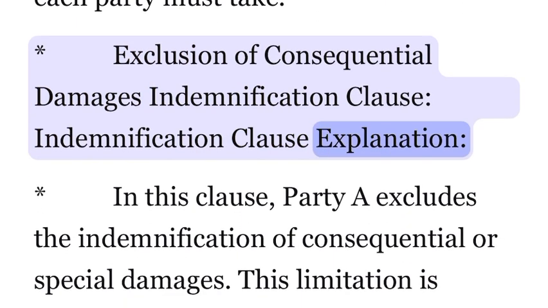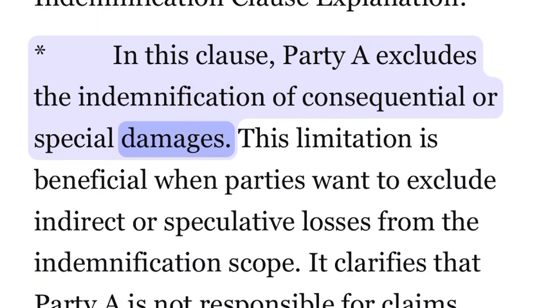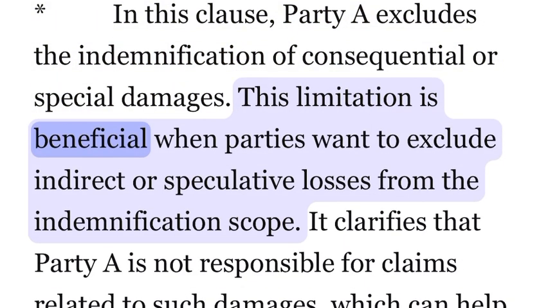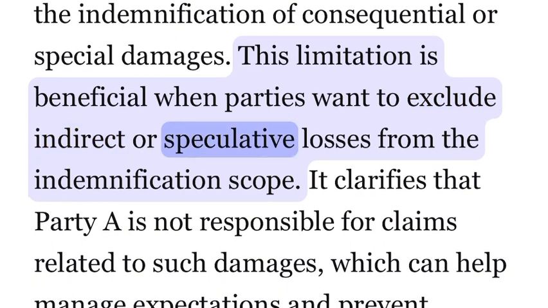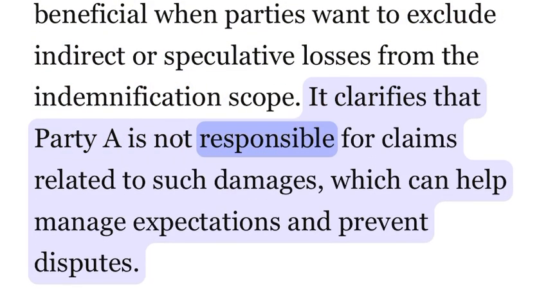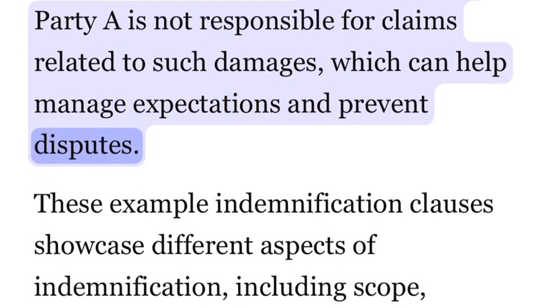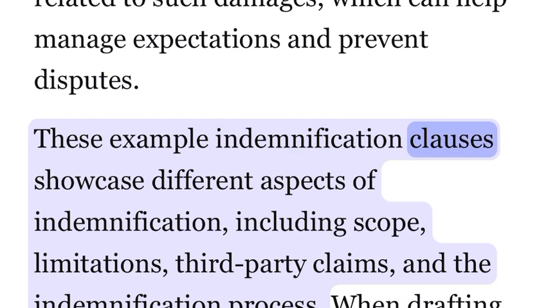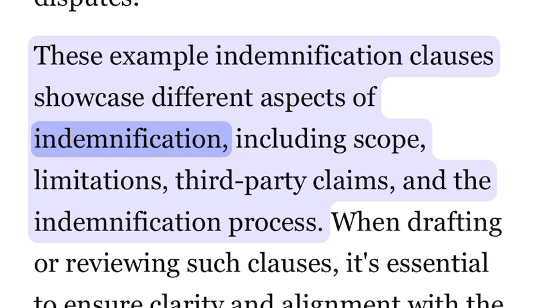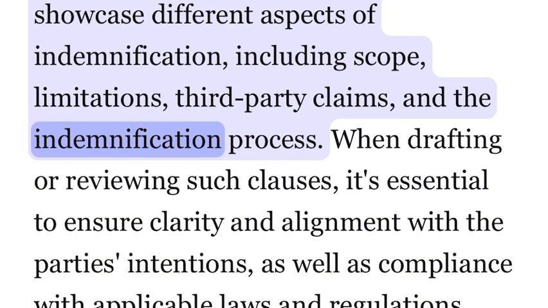Exclusion of consequential damages indemnification clause. Indemnification clause explanation. In this clause, Party A excludes the indemnification of consequential or special damages. This limitation is beneficial when parties want to exclude indirect or speculative losses from the indemnification scope. It clarifies that Party A is not responsible for claims related to such damages, which can help manage expectations and prevent disputes. These example indemnification clauses showcase different aspects of indemnification, including scope, limitations, third-party claims, and the indemnification process.